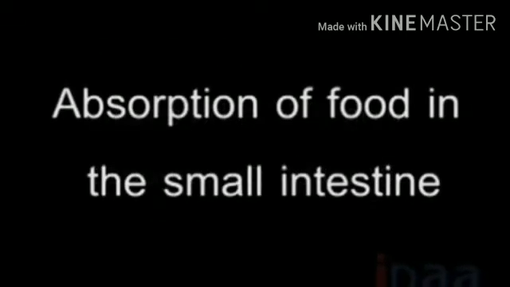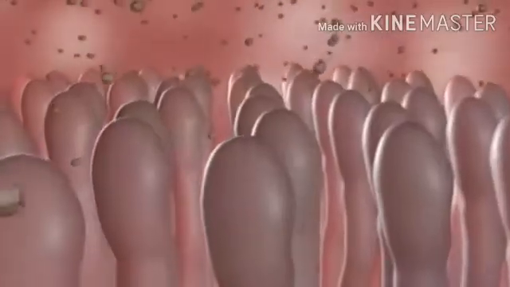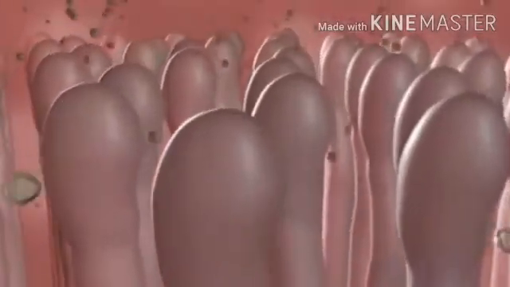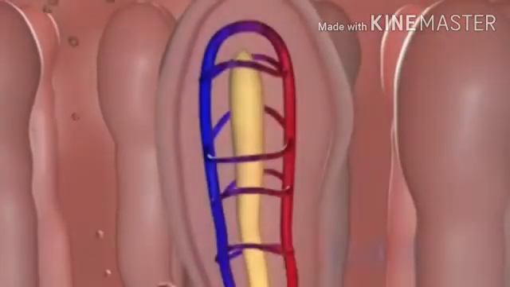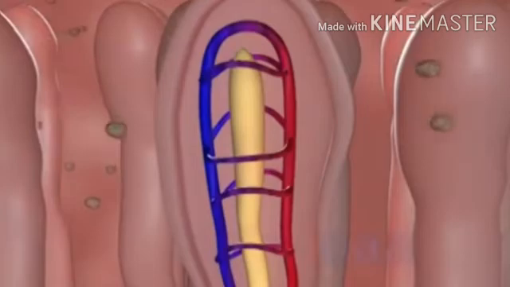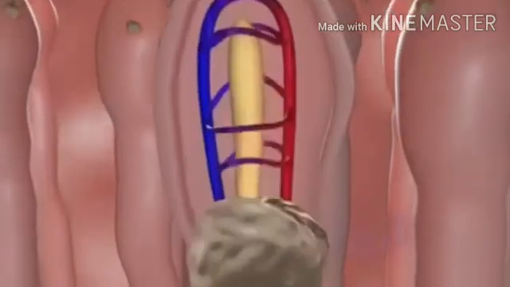So that is the absorption process. The absorption process takes place in the small intestine. The small intestine has villi, which are finger-like projections. The villi extend the surface of the small intestine. They help in the absorption of nutrients through the small intestine.